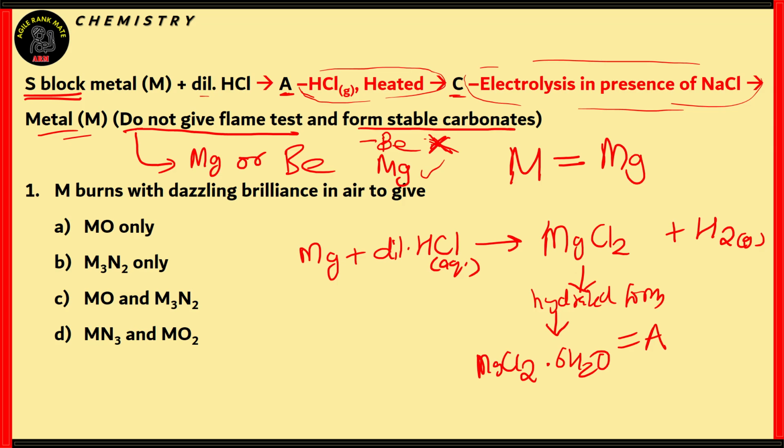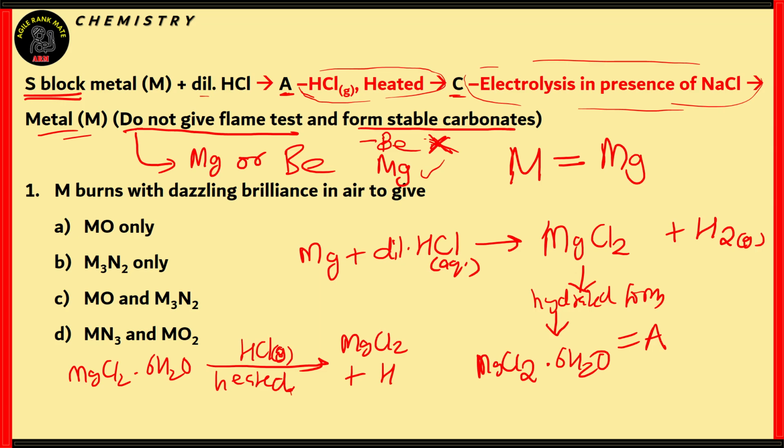Now this is heated in the presence of HCl gas, so we get MgCl2.6H2O heated in the presence of HCl gas. It's done so in the presence of HCl gas in order to prohibit hydrolysis. So we can separate both MgCl2 and water, and so C would be MgCl2.